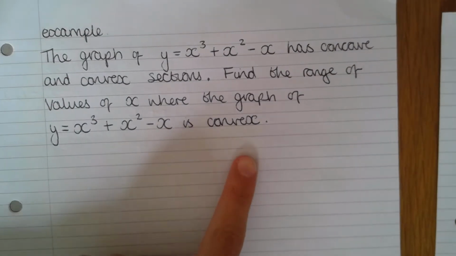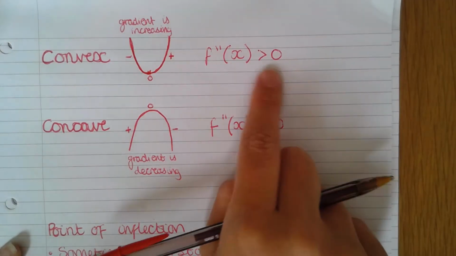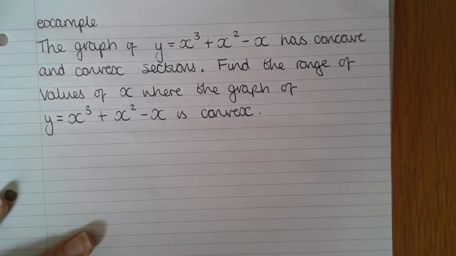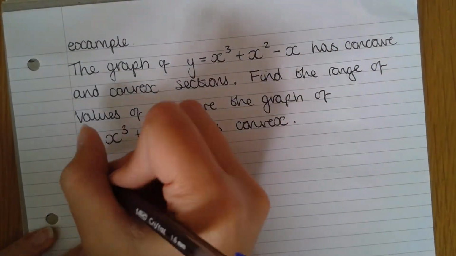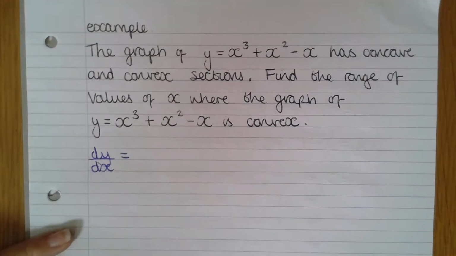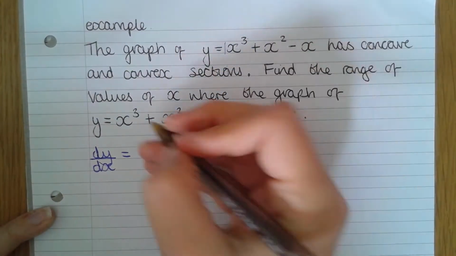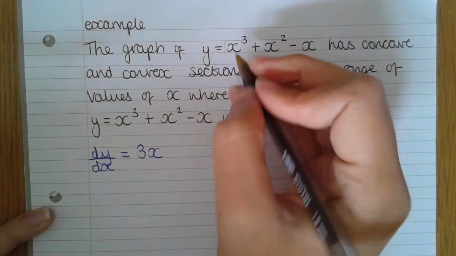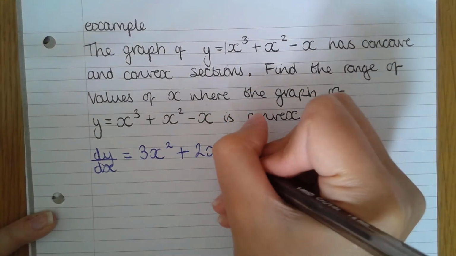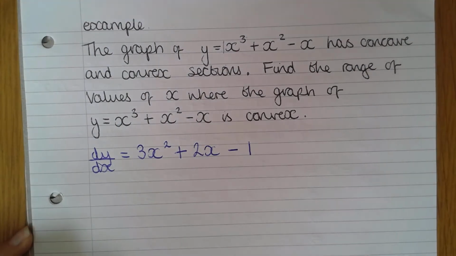Okay, so it's asked us about convex sections. So we need to find our second derivative and set it as greater than 0. Our second derivative needs us to do our first derivative to begin with. So dy/dx: there's an imaginary 1, so 1 times 3 is 3x, take 1 from the power is 2, add 2x, take 1 from the power is just 1, but I don't need to write that, take away 1. That's our first derivative.